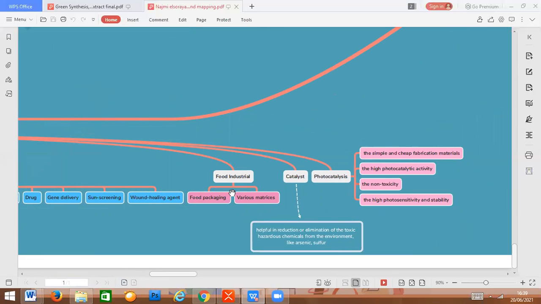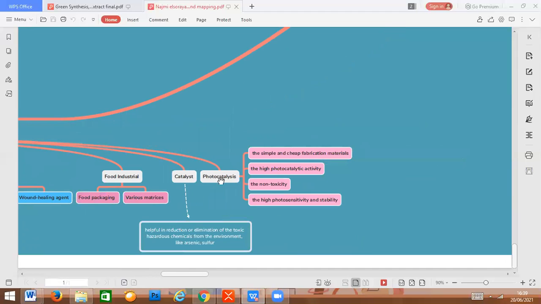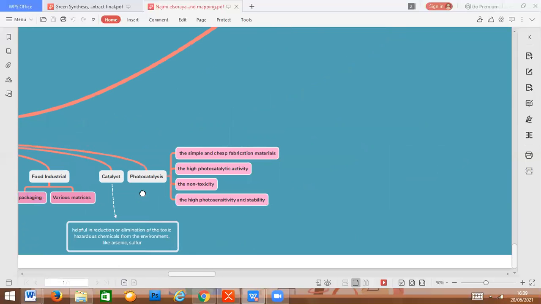And food industrial, yes, the food industry also applies ZnO nanoparticles in food packaging, various materials. And also for chemistry, ZnO nanoparticles catalyze the reduction or elimination of toxic hazardous chemicals from the environment like arsenic and sulfur.